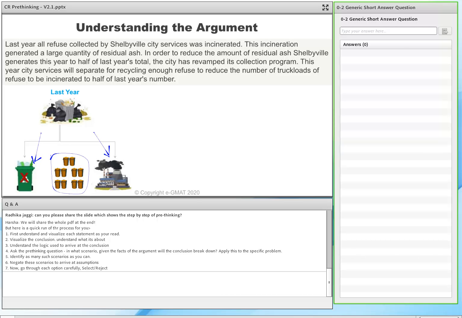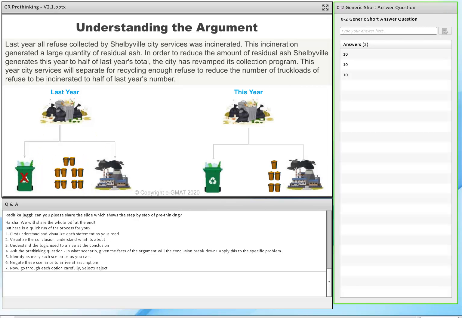And just for visualization's sake, let's say we burn these many trucks. So last year, how many trucks did we burn? Can you count the number of trash cans over here? 10. We burned 10 trucks. That incineration, that burning generated a lot of residual ash. This year, we're going to do something. We're going to recycle stuff. And how many trucks are we going to send for incineration this year?